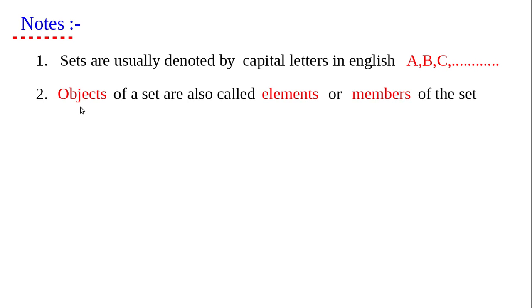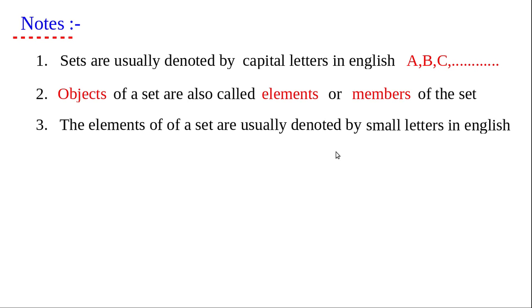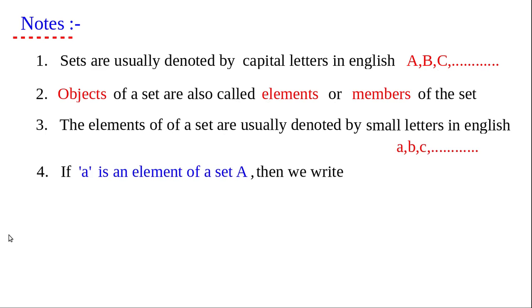Now, we say that capital letters in English represent sets. Then how can we represent objects of a set? To represent objects of a set, we use small letters in English, a, b, c, etc. To denote objects or elements or members in a set, we use small letters, and to denote a set, we use capital letters. Okay. Fourth one, if a is an element of a set, then we write.